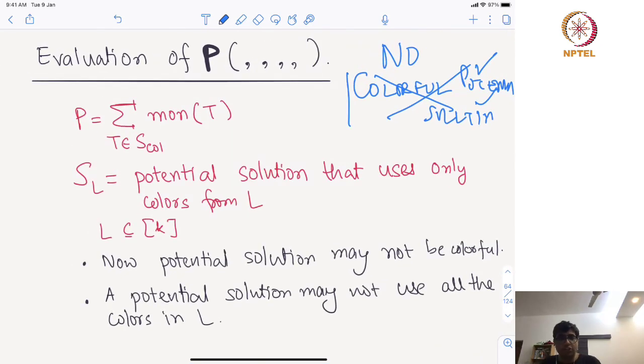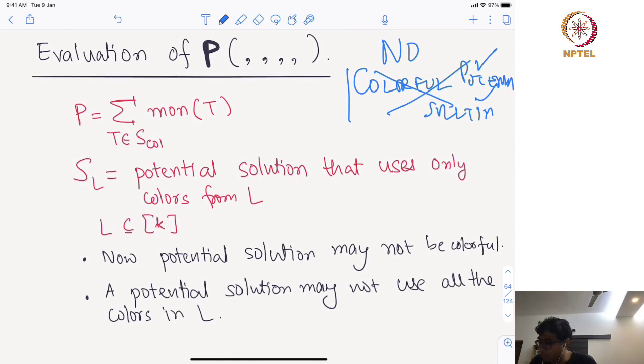Now, a potential solution may not be colorful. A potential solution may not use all the colors in L, right? The only thing we are saying is, what is S of L? Those potential solutions where the set of colors used is a subset of L. That is it. So this is what S of L means.